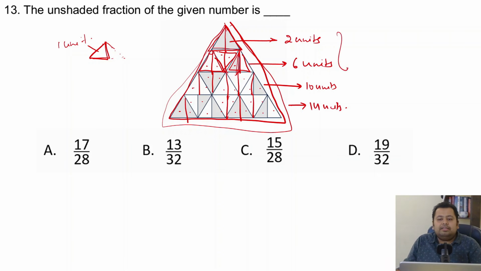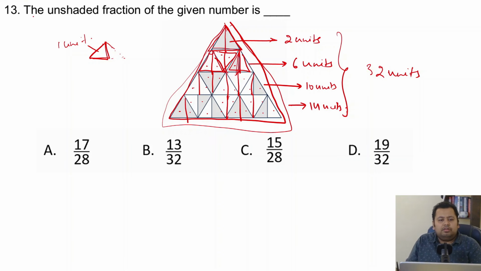Now, this gives me how many total units are there. So how many total units are now there? If you do this addition, you'll get it as 32 units, right? So 14 plus 10 is 24, 24 plus 6 is 30, 30 plus 2 is 32 units, correct? So yeah, total now we know is 32.